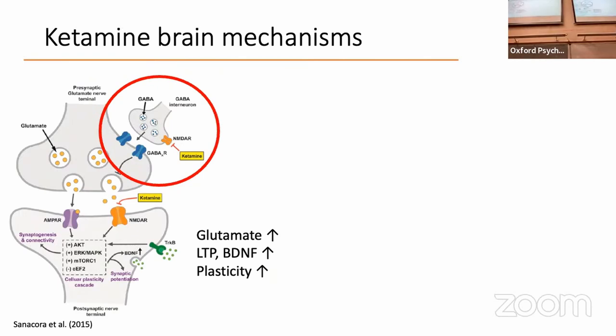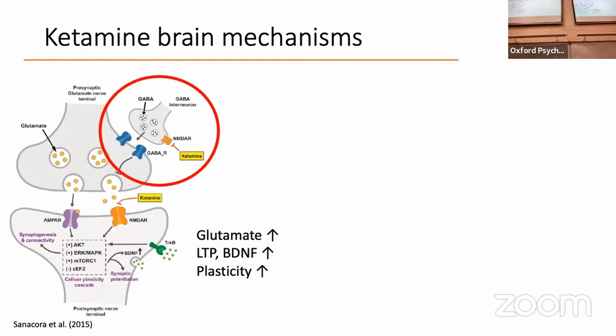A serotonergic psychedelic. It in fact acts on the NMDA receptors, and very roughly we think that one of the main mechanisms of action is that it blocks inhibitory GABA interneurons, those ones in circle. And basically what that means is if you block the inhibition in the brain, and in fact most of the neurons in your brain are inhibitory, there's a lot more excitatory effect.